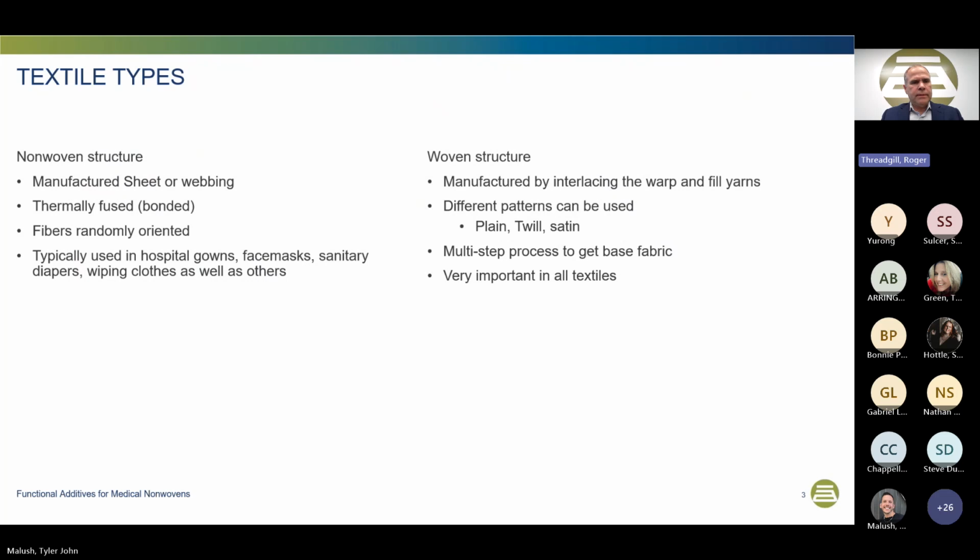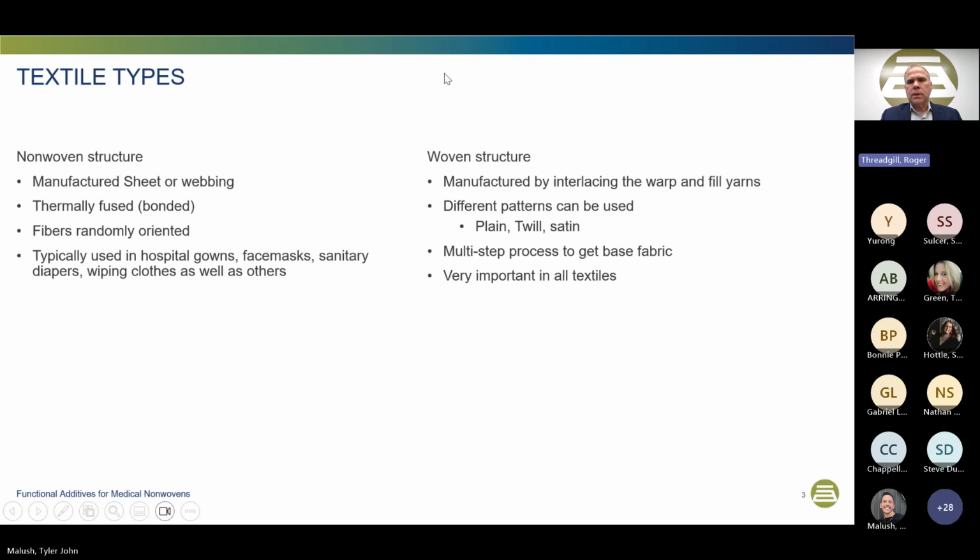Before we dive into the content, we'll define a couple of terms. Textiles can be broadly divided into two main categories: woven products and non-woven materials. On our non-woven side, we have our manufactured sheet or webbing, which is usually thermally fused or bonded. Often they can be mechanically entangled, or made in other ways. But the key thing here is that the fibers themselves are randomly oriented, so you get an uneven or inconsistent structure. They're typically used in things like hospital gowns, face masks, sanitary diapers, wipes, clothing, and others.